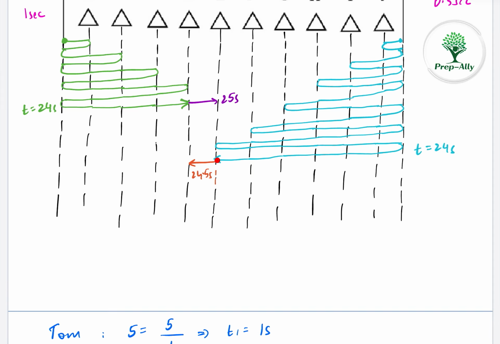So while Ben is running from E to D, Tom is running from D to E. So they both meet between cones D and E. That's how we solve this problem.